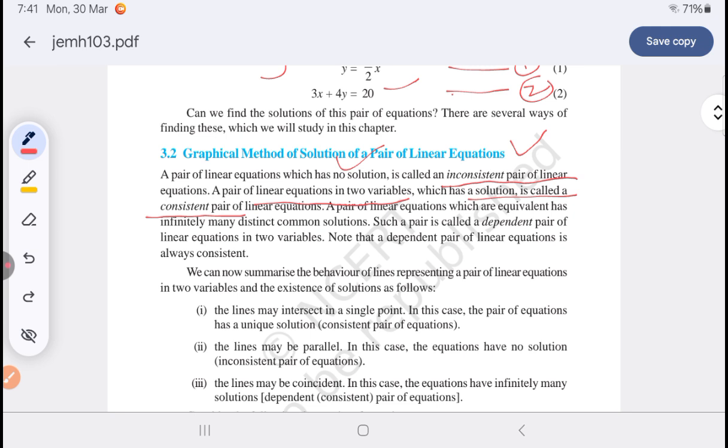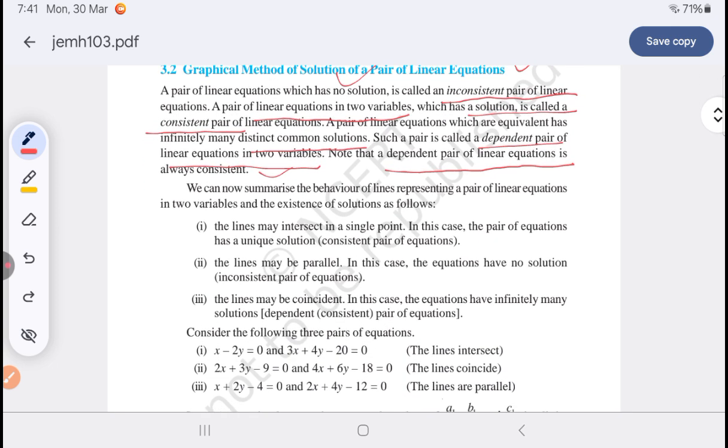A pair of linear equations which are equivalent has infinitely many distinct common solutions. Such a pair is called a dependent pair of linear equations in two variables. Note that a dependent pair of linear equations is always consistent. A dependent pair of equations is always consistent.